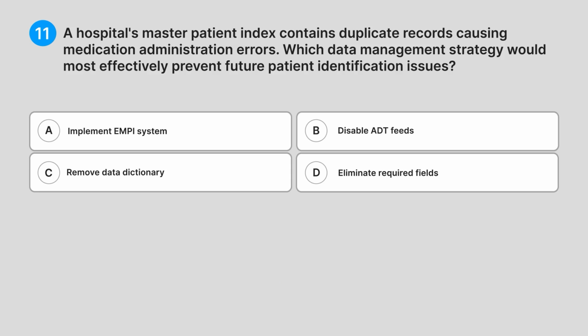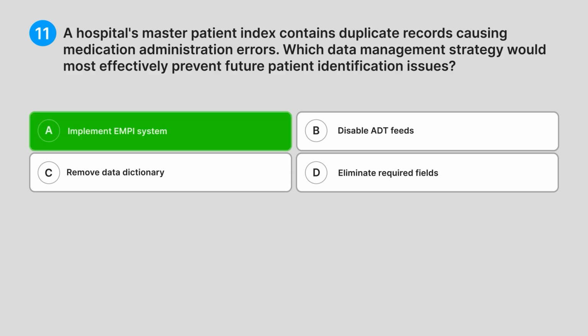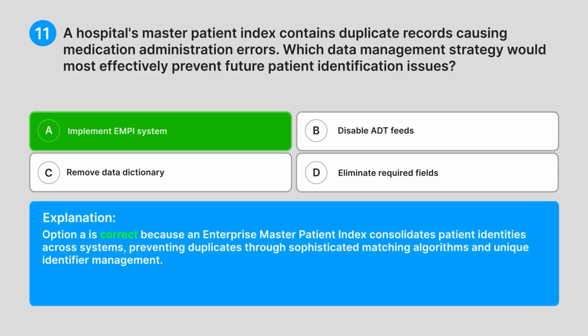Correct answer: A. Implement MPI system. Explanation: option A is correct because an enterprise master patient index consolidates patient identities across systems, preventing duplicates through sophisticated matching algorithms and unique identifier management.